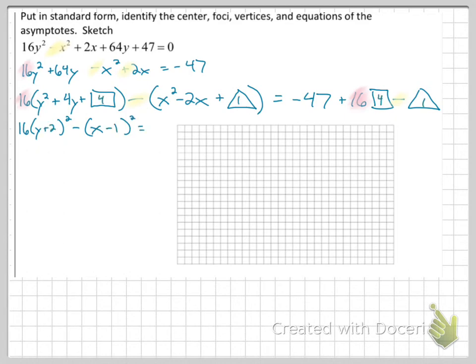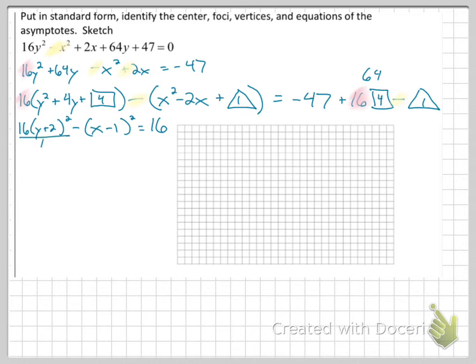So half of 4 is 2, squared is 4. Half of -2 is -1, squared is 1. -47 plus, this is 64, minus 1 equals 16. But again, this is not in standard form. Standard form is just like an ellipse where it has to equal 1.